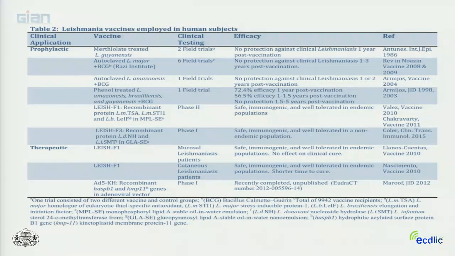Where was this one done? No, this was done in Brazil. These were done in Brazil. These were heat killed. No, these are Iranian studies. These were done in Brazil. These were just whole cell heat killed vaccines with or without BCG. Here's recombinant. This was phase 2 trials, recombinant. The point is there was really no protection. They were found to be safe, fairly immunogenic, but no protection.